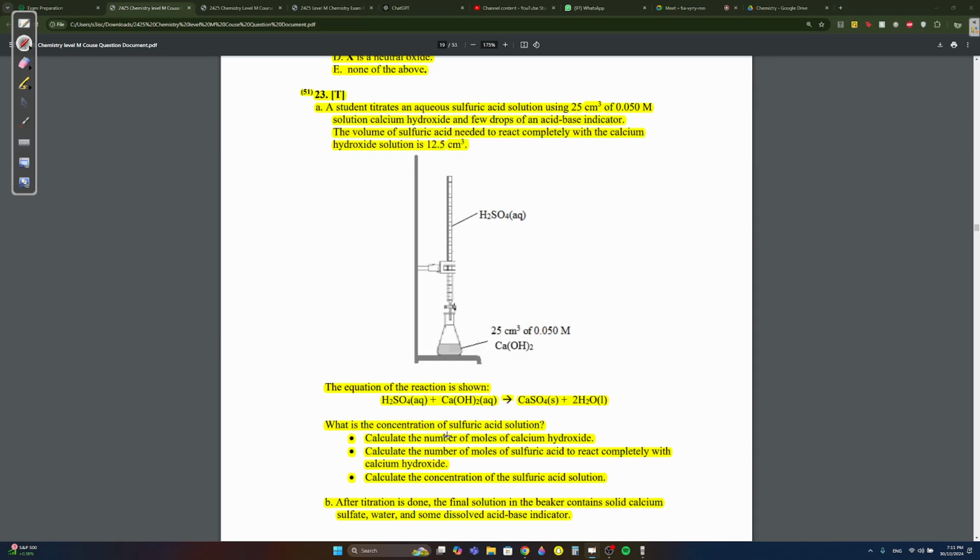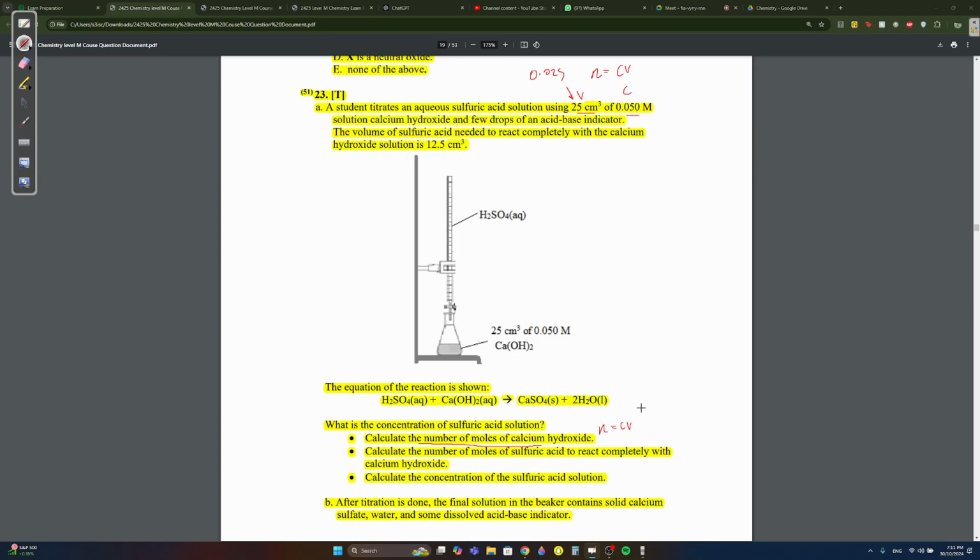What is the concentration of sulfuric acid solution? First thing, calculate the number of moles of calcium hydroxide. Where's calcium hydroxide? They gave us the volume and they gave us the concentration. How do you find moles? CV. Okay, calculate the number of moles, equal to CV. The volume has to be in liters, so it's going to be 0.025.